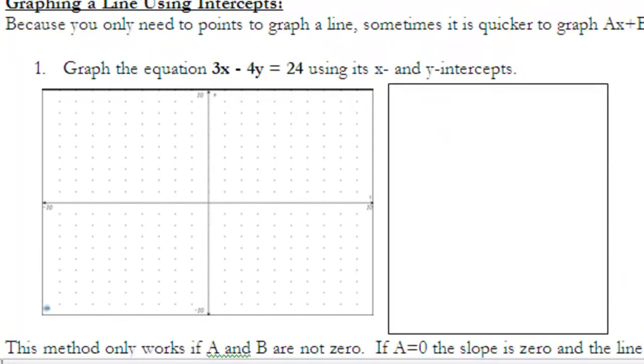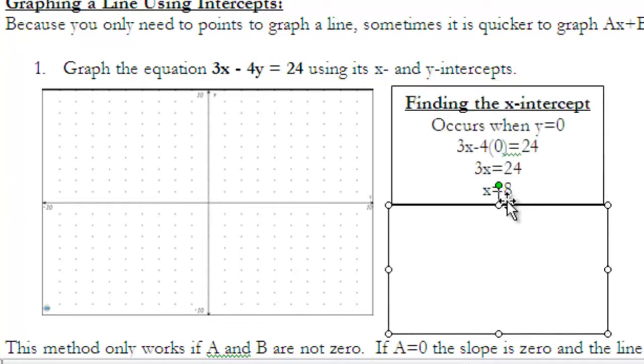Okay, let's take a look at this first example problem. It says graph the equation 3x minus 4y equals 24 using its x and y intercepts. You'll notice that equation is in standard form, and your a value is 3, your b value is -4, and your c value is 24. I'm going to first find my x-intercept, and then my y-intercept. To find my x-intercept, I'm going to let y equal 0 and solve for x.